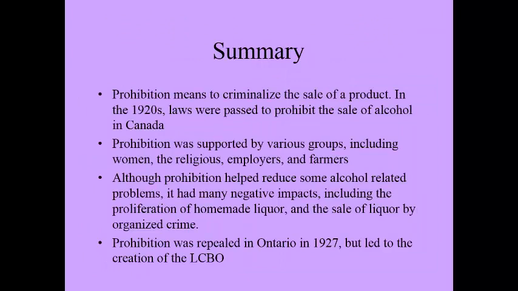So in summary, Prohibition means to criminalize the sale of a product. In the 1920s, laws were passed to prohibit the sale of alcohol in Canada. Prohibition was supported by various groups, including women, the religious, employers, and farmers. Although Prohibition helped reduce some alcohol-related problems, it had many negative impacts, including the proliferation of homemade liquor and the sale of liquor by organized crime. Prohibition was repealed in Ontario in 1927, but it led to the creation of the LCBO that we still see today.